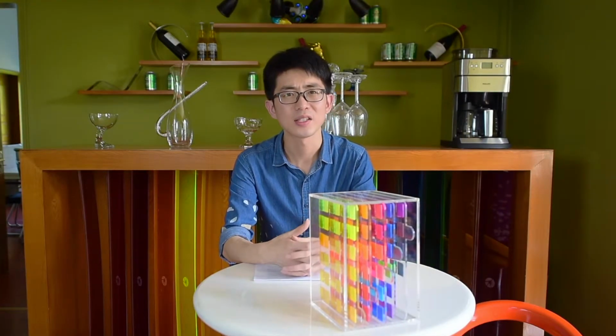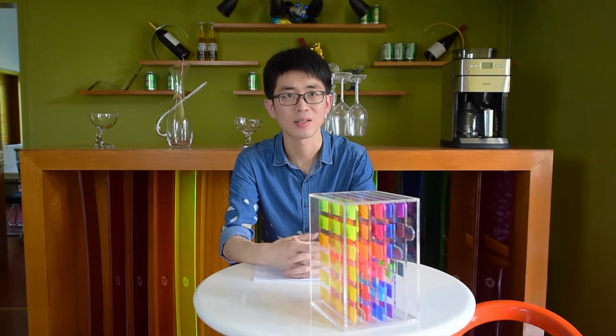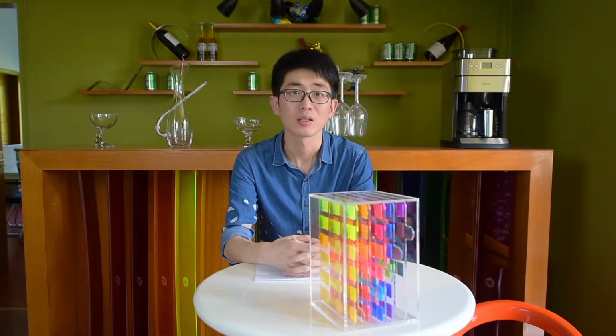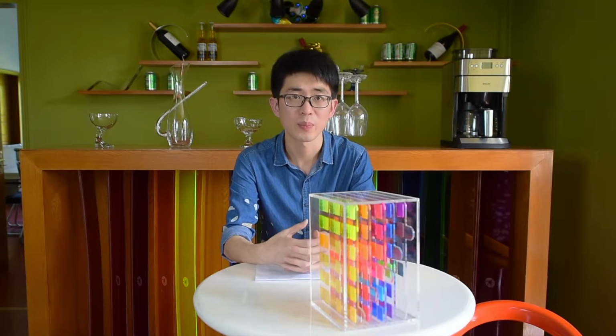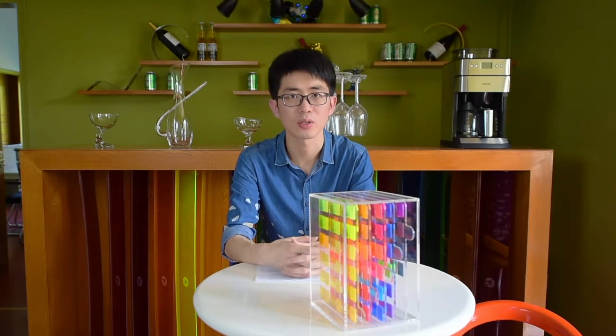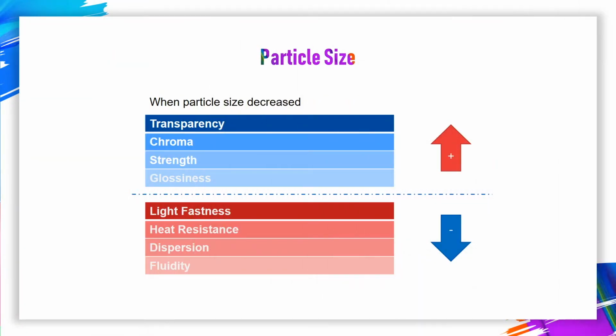Fourth, let's see the relationship between heat resistance and particle size. The original particle size of organic pigment also has a great influence on the heat resistance. Generally, small pigment particle size with larger specific surface area results in high coloring strength and low heat resistance. On the contrary, large particle size with small specific surface area results in low coloring strength and better heat resistance.